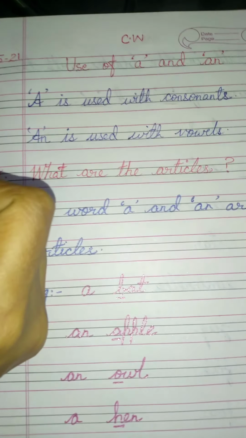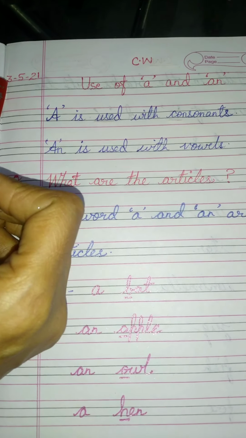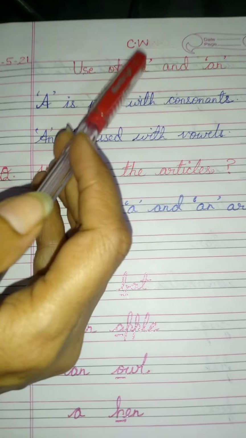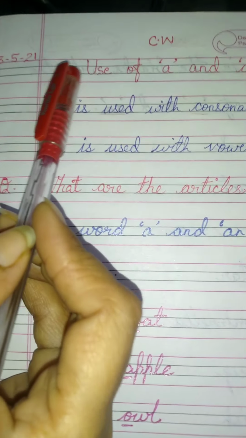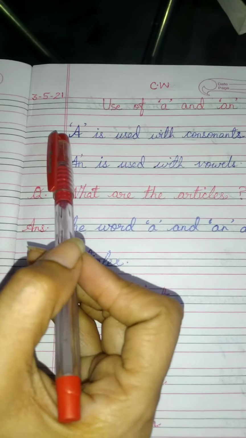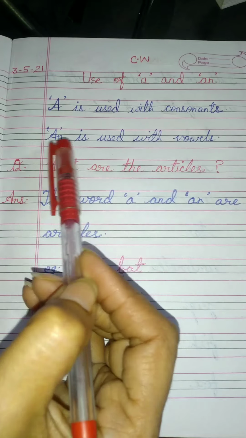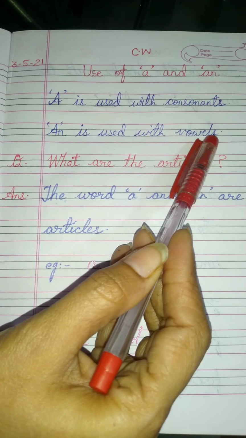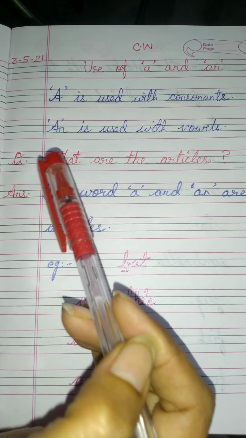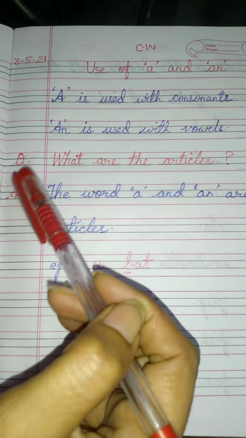Write today's date. Today's date is 3/5/21. Classwork, and what is our chapter? Use of a and an. Now I have told you that a is used with consonants. I also told you, a is used with consonants and an is used with vowels. Okay. So on this basis, what are a and an called? So what are the articles?